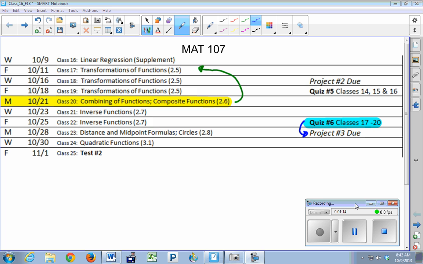The other thing I'm going to do is I'm going to move quiz 6. Now this is a long way off, and I'll remind you, from Friday, October 25th to Monday, October 28th. I'm just going to move that quiz forward.